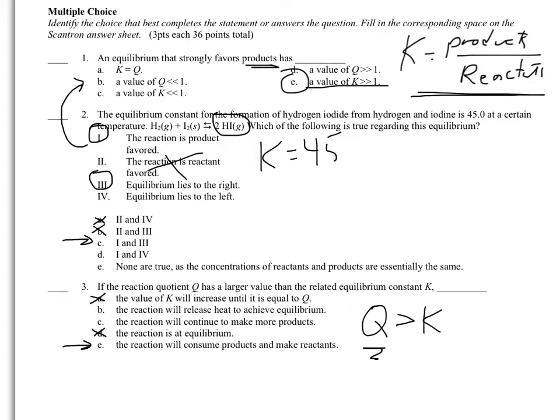The value of K doesn't change, and we're not talking about heat at all. So we had two choices, go forward or go back, and since Q is too big, we have to go back.